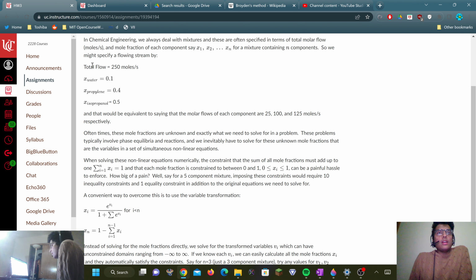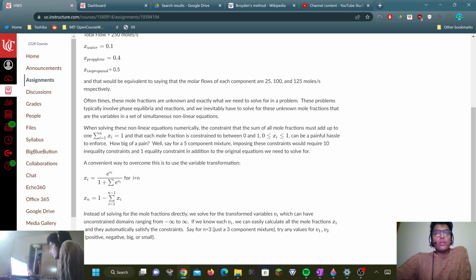This is about variable transformations for a chemical engineering application. A lot of times we'll have mole fractions for a mixture, and those mole fractions must be constrained between 0 and 1. That's a problem because sometimes when we want to run minimizations, maximizations, optimizations, things like that, we have to enforce that constraint, which can be tough to deal with.